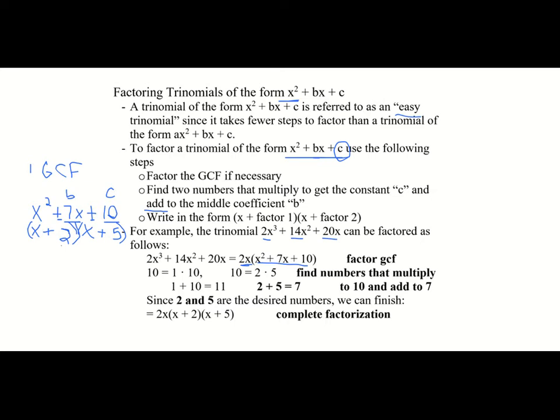When I FOIL this, my middle terms, my O and my I, would have 2x plus 5x, which would add to give me 7x. And then my last two terms, when I multiply those, 2 times 5 would give me my 10. Okay, so the final, if I factor x squared plus 7x plus 10, the factored form is x plus 2 times x plus 5. And again, that was found by looking at the factors of c that would also add to give me that b coefficient.